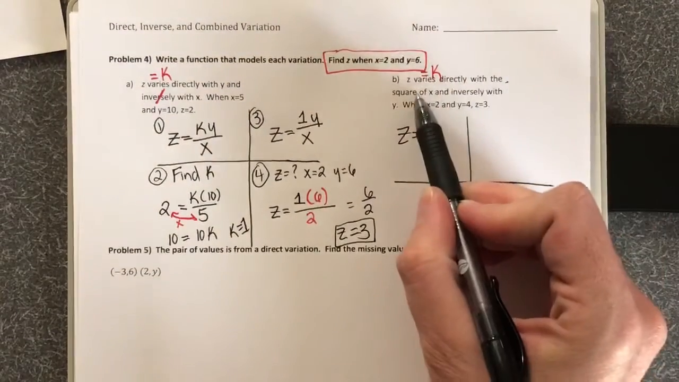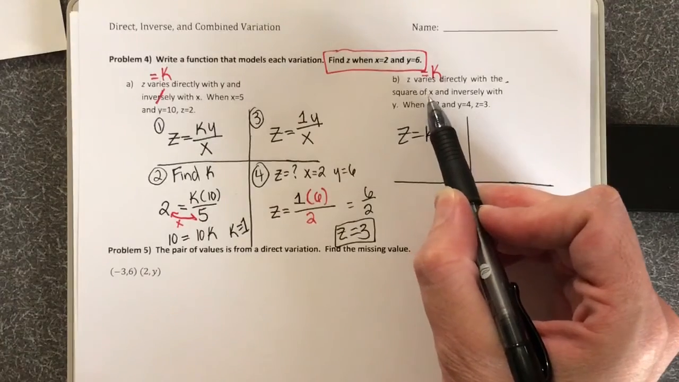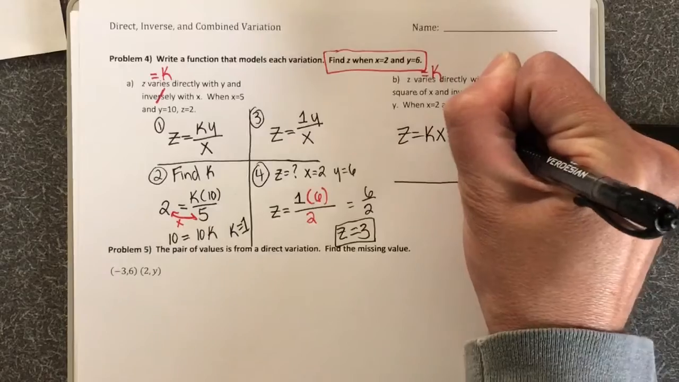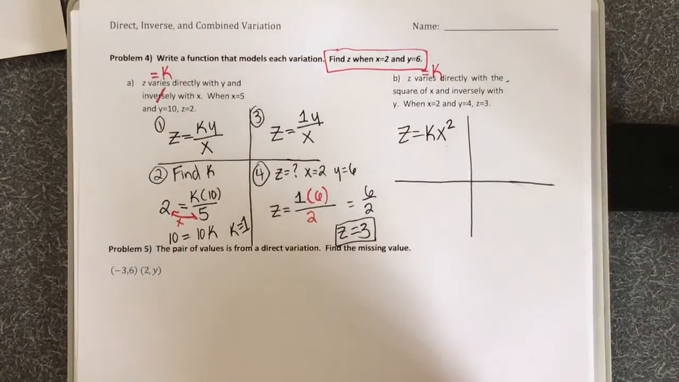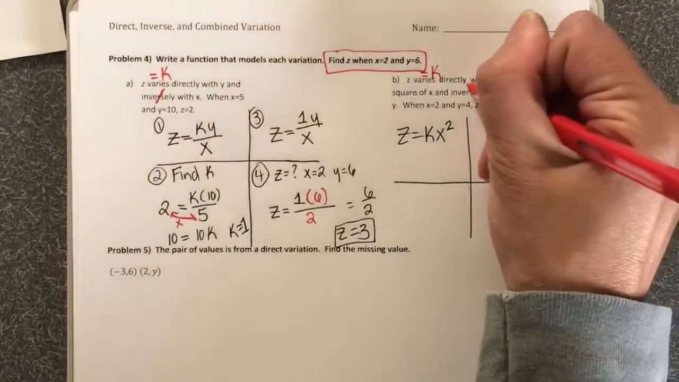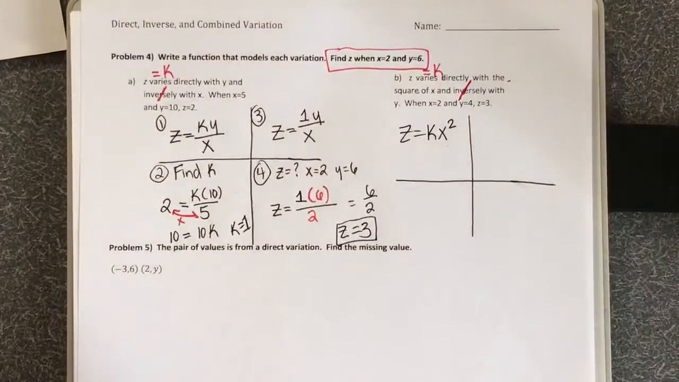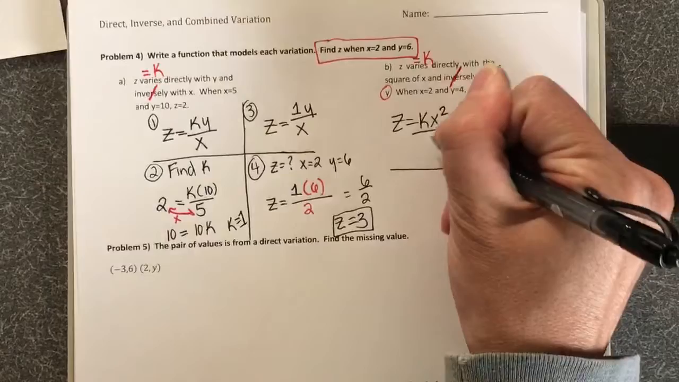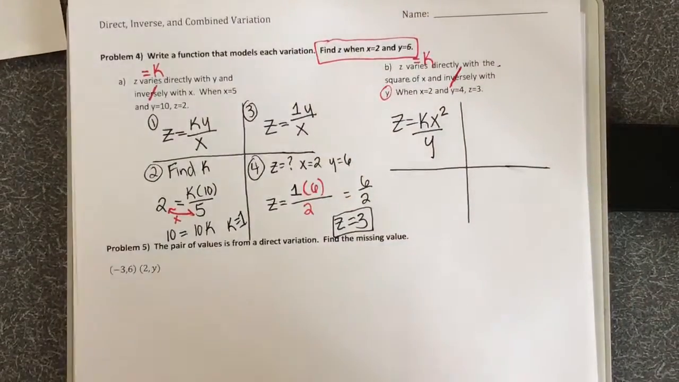Varies directly with the square of x. So what does that mean? Square of x, so I'm going to square that x. And then it says inversely. So I see the word inversely. What follows after that? A y. So what am I going to be dividing by? Divide by y. So now I have my variation rule: z equals kx squared over y.